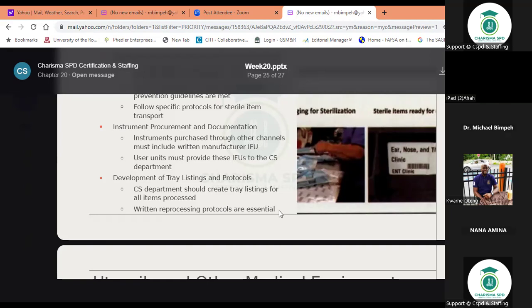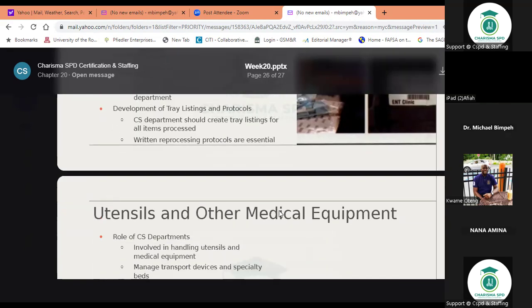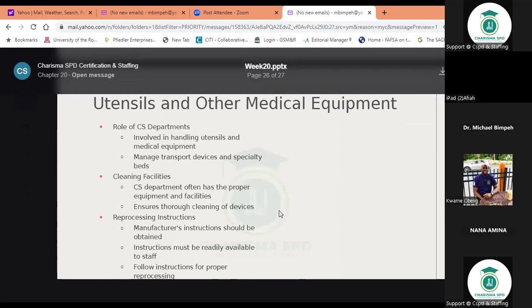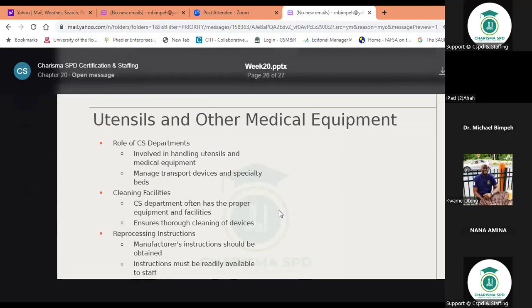Written processing protocols are very essential. That's the IFU again. Utensils and other medical equipment. Role of CS departments involved in handling utensils and medical equipment. We talked about this. Yes, we handle those things that must be disinfected or cleaned. PCAs can handle that, or if the hospital says central sterile, well, we just have to accept them and handle them. Manage transport devices and specialty beds.